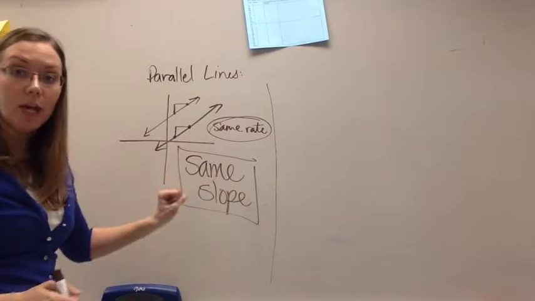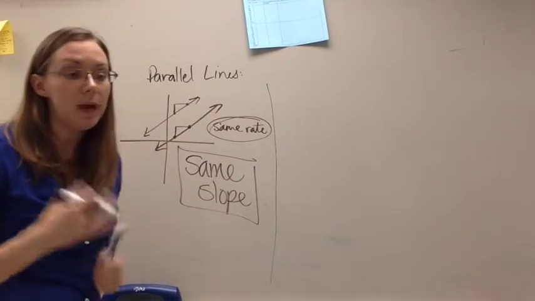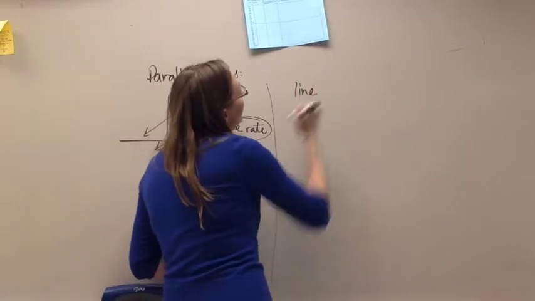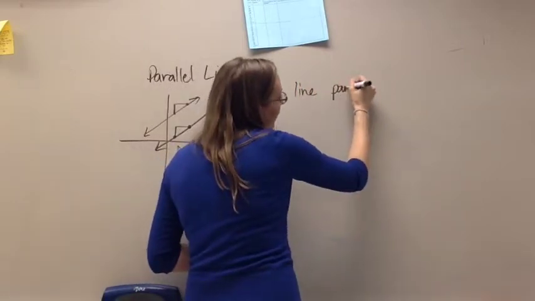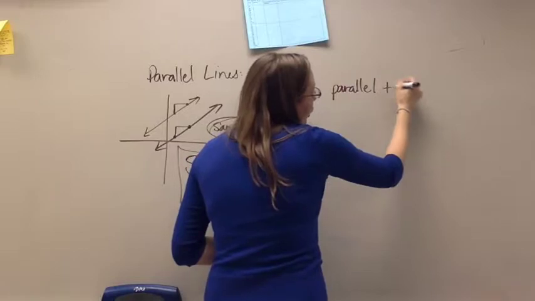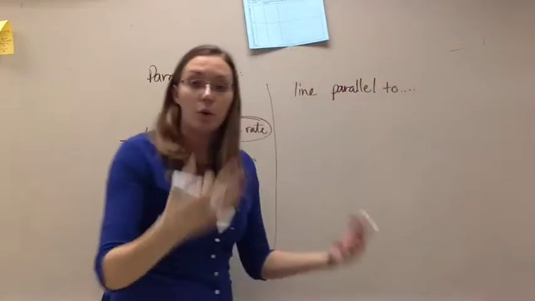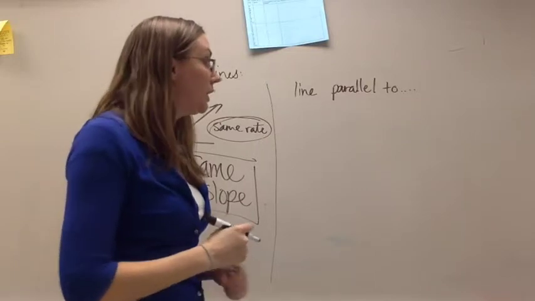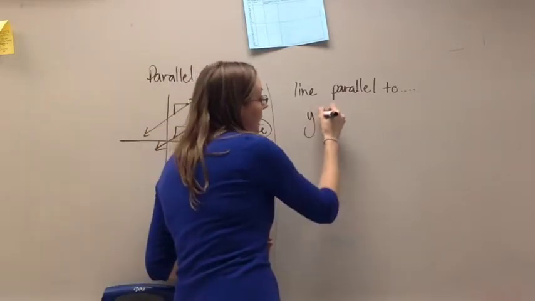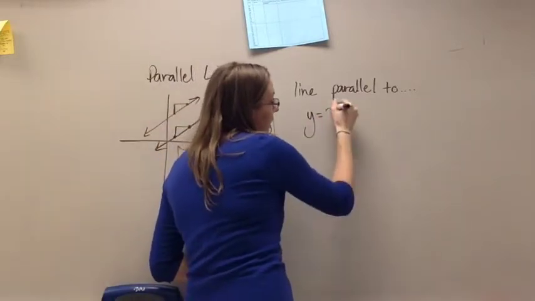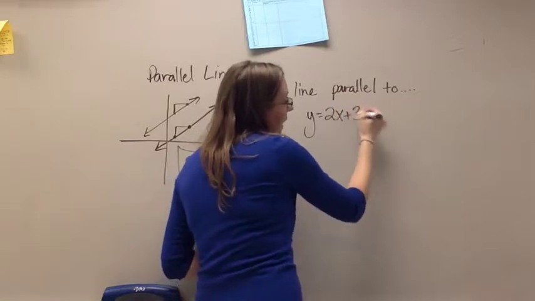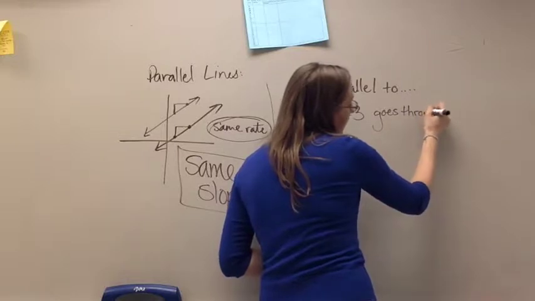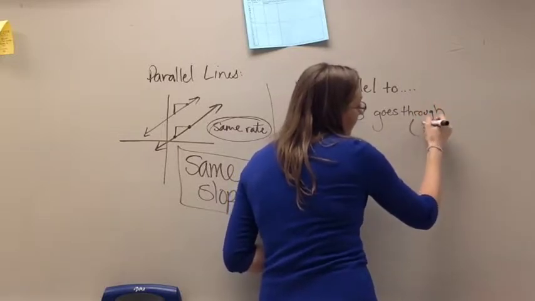So now that we know it, let's do some practice with it. You're going to be asked questions like, what is the line that is parallel to, and then they're going to give you an equation and a point. So let's do a line that is parallel to y = 2x + 3 and goes through the point (5, 3).